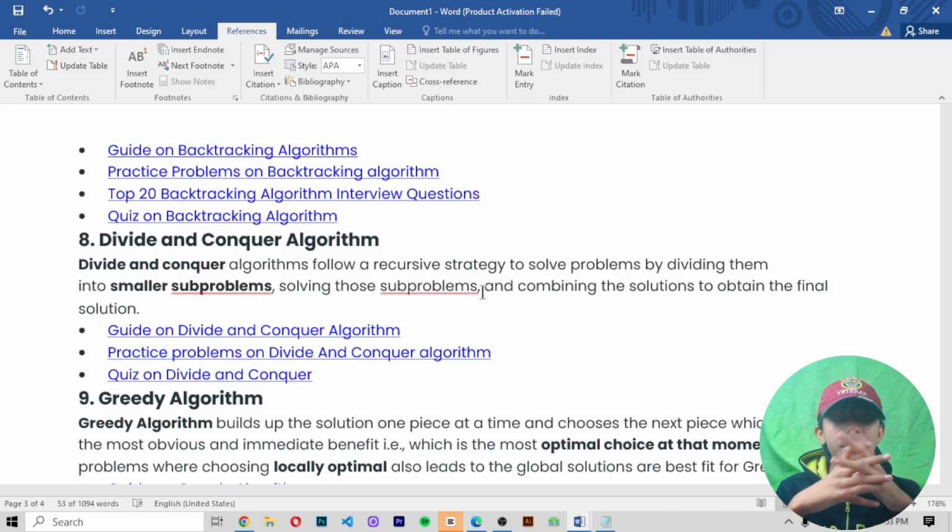First, we also make a detailed video guide on the divide and conquer algorithm. We also do practice problems on divide and conquer algorithm. We also do a quiz on divide and conquer.